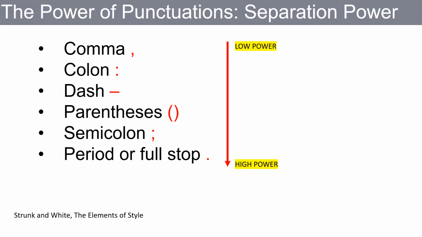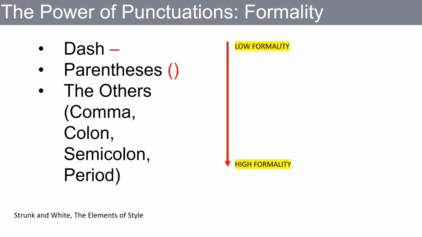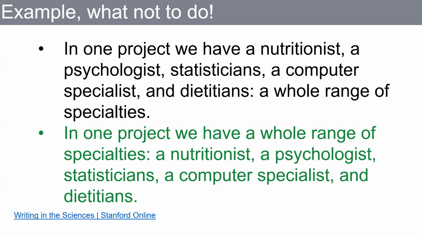This is just for reference, and I can't tell you the whole story here, but identify the level of power and the separation each of these gives you. Becoming a good reader will help you become a good writer as well. Again, the dash and the parentheses show how formal and informal writing works. I'll just skip through this.